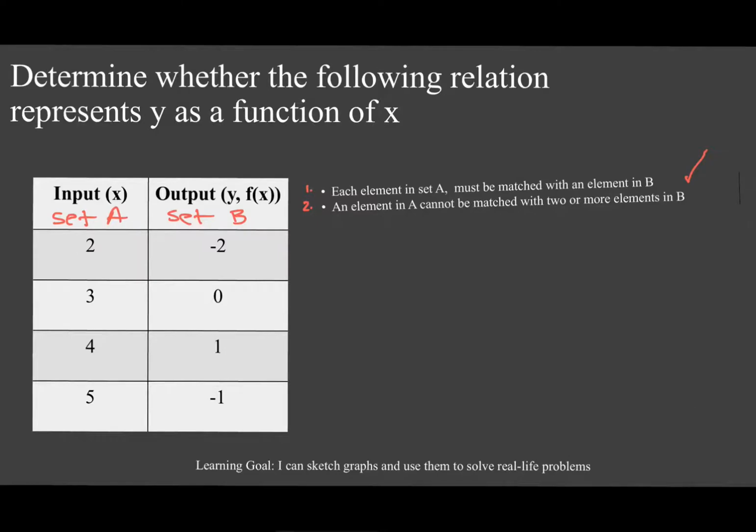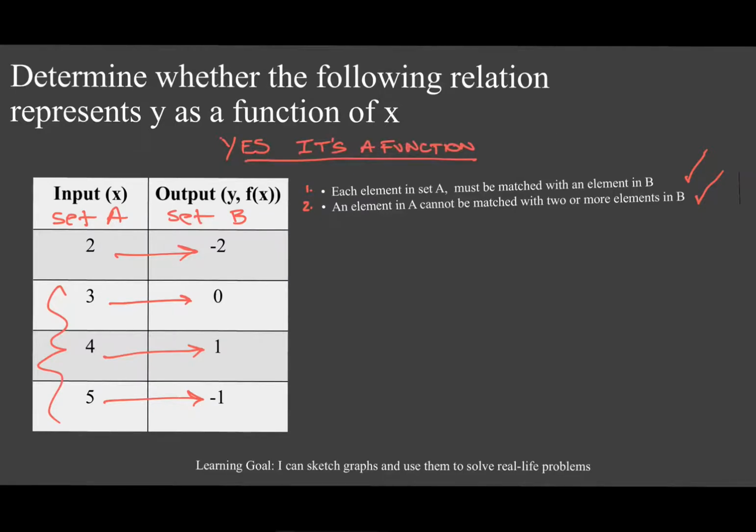And the second characteristic says that every x value is matched up only with one y value. So this 2 is only matched up with a -2. I don't see any other 2's down here, and so we are good there. Likewise, 3 is only matched up with 0, 4 is only matched up with 1, 5 is only matched up with -1. And so it seems like we're good there, and we can say that the second characteristic is also satisfied. And since both of those characteristics are satisfied, we can conclude that this is a function.